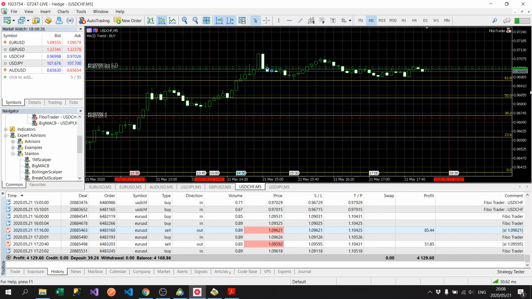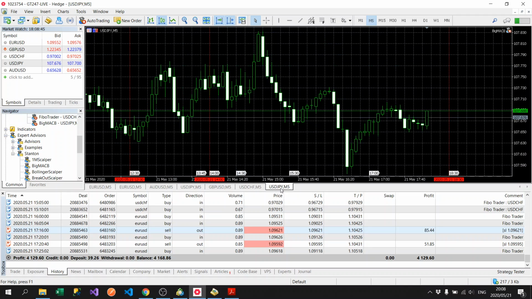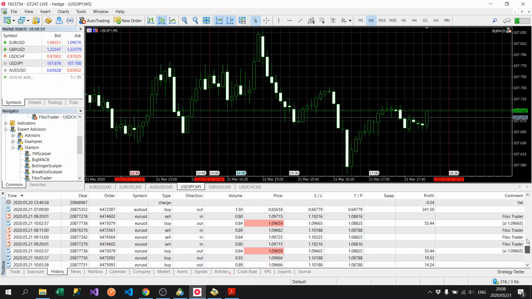The USD Swiss, I've also got a position open here, you could see. At that point it was below the 61.8, and we're looking for a buy. And we could see also this is right on the trade line. And on the USD JPY, we seem to have a duplicate here. Let's just close that. We're also running the Big MACD. Okay, so this has been my trade setup for a week.